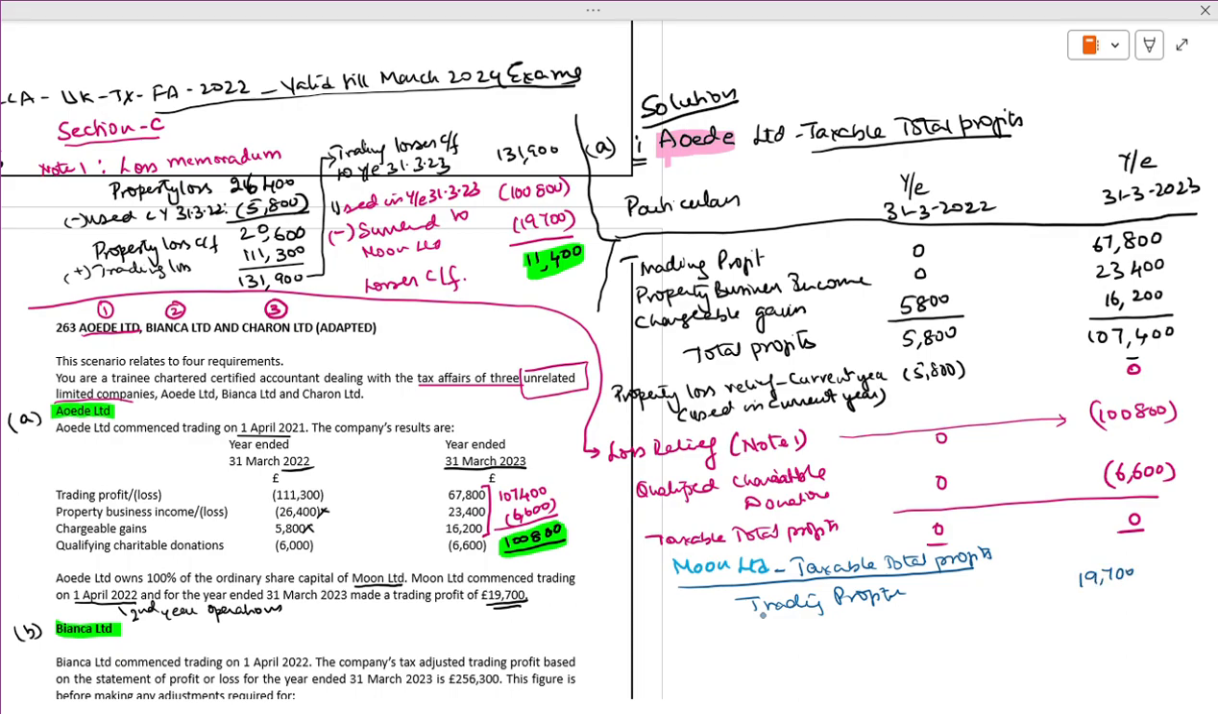19,700. Fine. See, we have given the relief. We have reduced the losses. We have used the profits of Moon Limited with respect to Aoede Limited. It is nothing but a group relief. We have used 19,700. The taxable total profits.